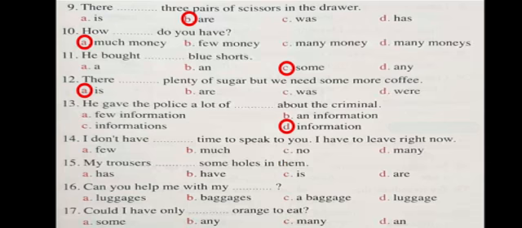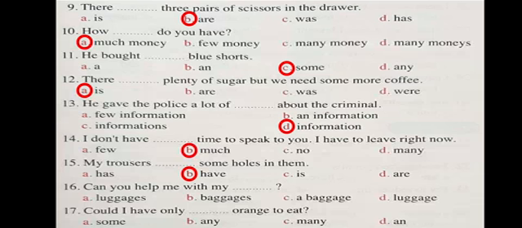14. I don't have much time to speak to you. I have to leave right now. Few, much, no, many. I don't have much time. Of course, we can't use no because no is a negative by itself. It can't be used with not. Time is uncountable, so we use much. 15. My trousers have some holes in them. Has, have, is, are. Trousers are plural, so we use the plural verb have.